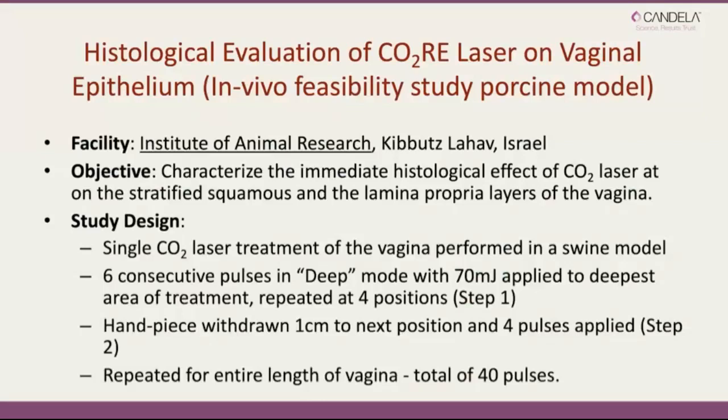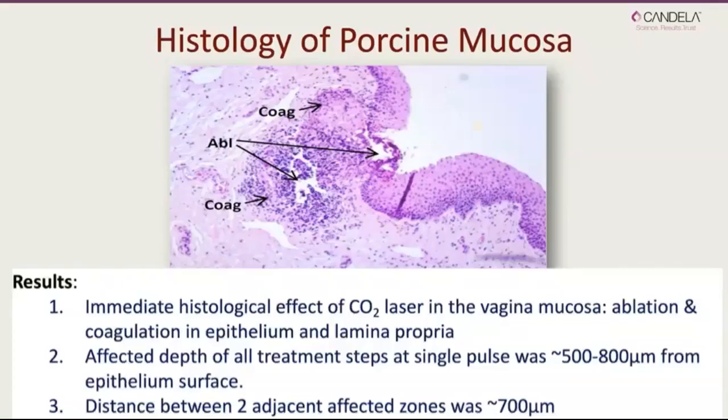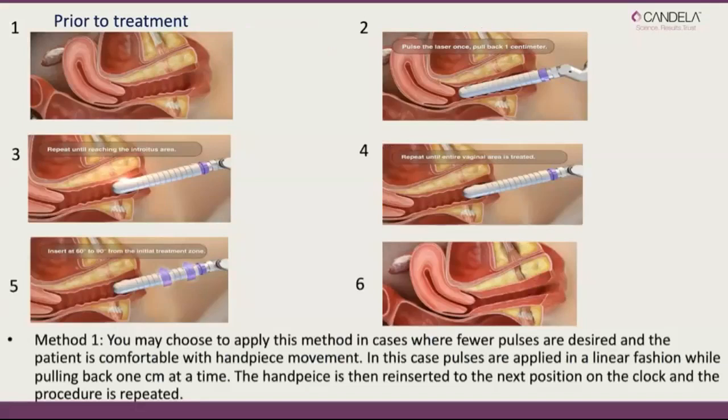So these are frames from the video, but I'm going to move on to show you the study here, which was done on the porcine model, performing the internal core laser treatment of the vagina in a swine model. And here we can see the histology showing the ablation and coagulation, just as I showed you for the face, in the target areas. And here we can see how we perform it. So this is method 1.